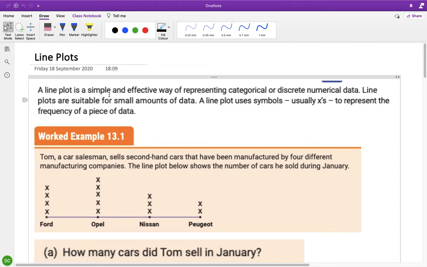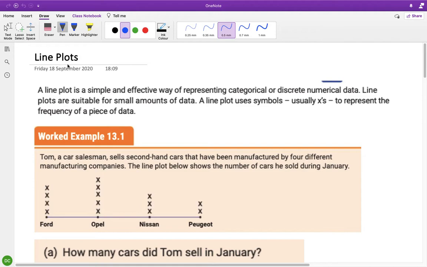There's quite a few of these, so this will take a while, but we'll go through it nice and slowly. So the first thing we're going to do is a line plot. Now, I need these notes to go into your copies, okay? Not all of it, just the bits that are important.